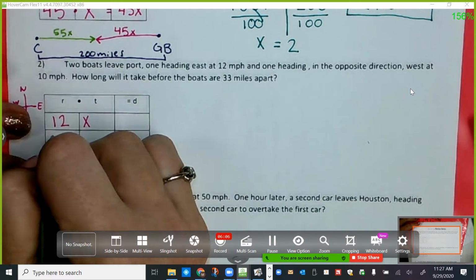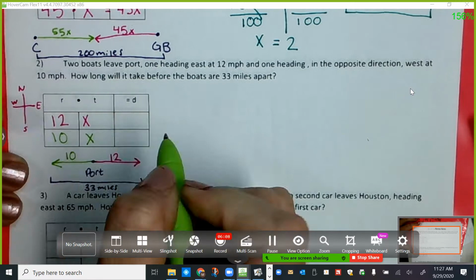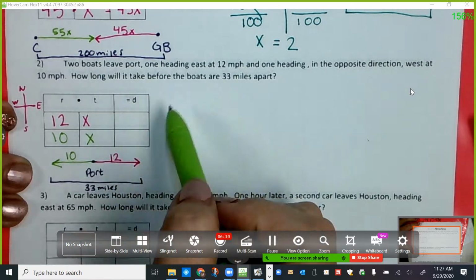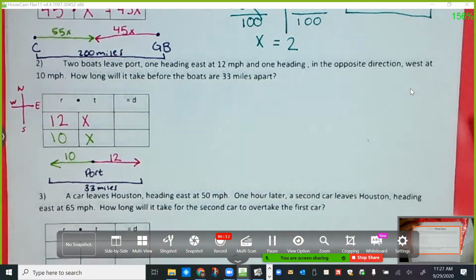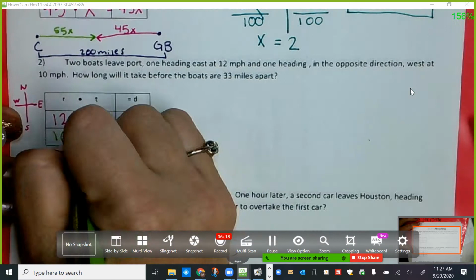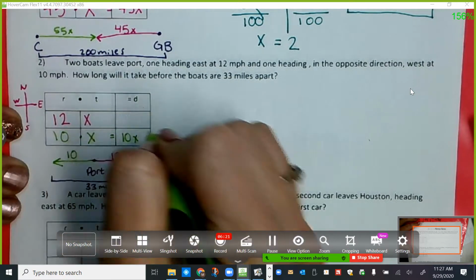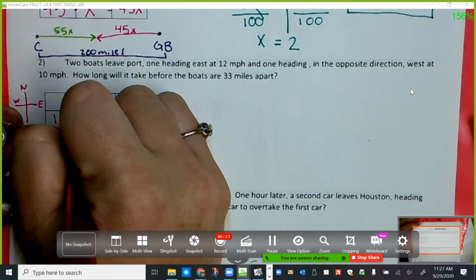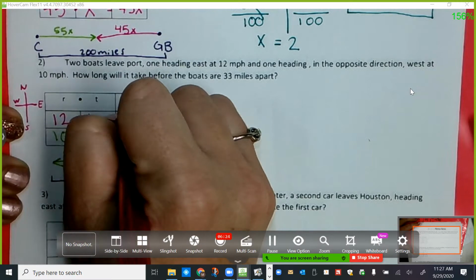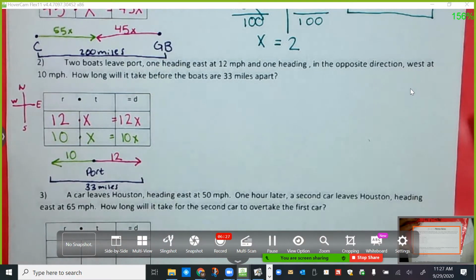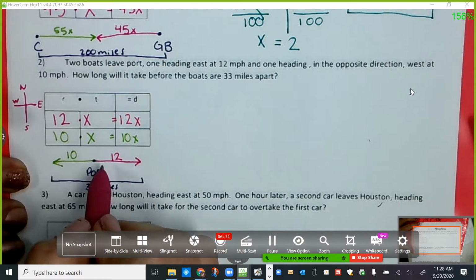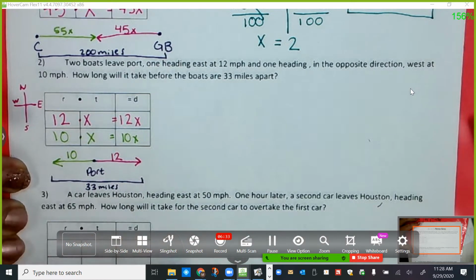So we know this one's rate is 10. This is X because it says they both leave. It doesn't specify if they left at different times or anything like that. So both of their time is X. Okay. So knowing that, we have 10 times X equals 10X. We have 12 times X equals 12X. So we know that the green line plus the pink line equals 33 miles.